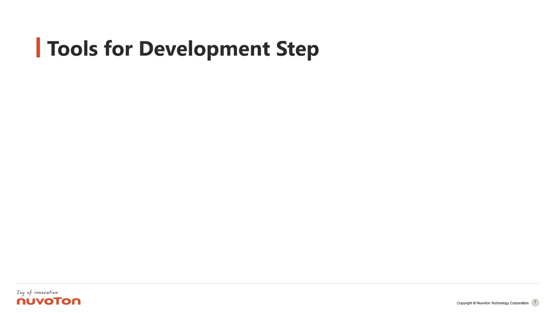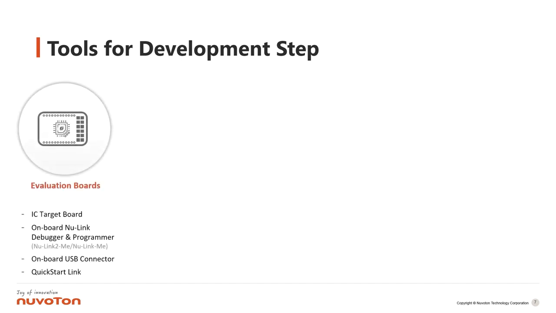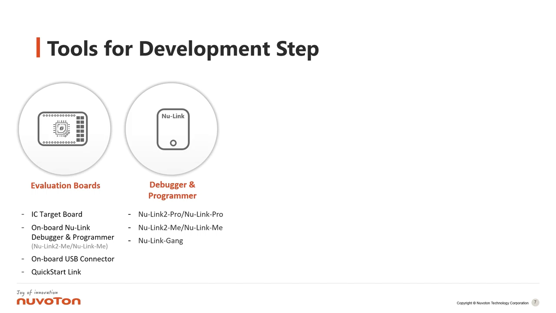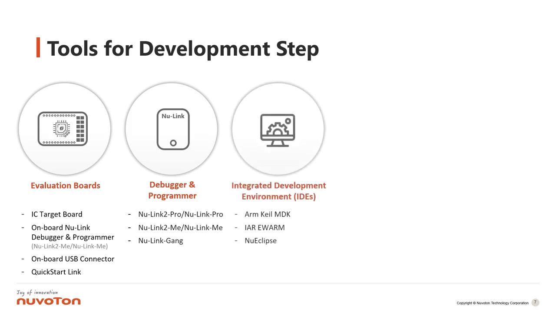According to the process of development, there are 5 main tools in this stage. The first 2 tools are the evaluation board and the debugger and programmer. Our NuMicro board is equipped with the NuLink series debugger and programmer, the USB connector, and the quick start link. We will have a further introduction in the exercise session. And the third one is the IDE, an integrated development environment. We provide 3 types of IDE, including KEIL, IAR, and New Eclipse. Users can freely make a choice.